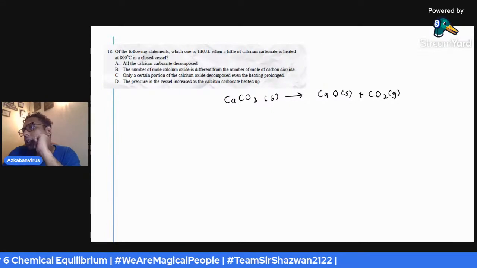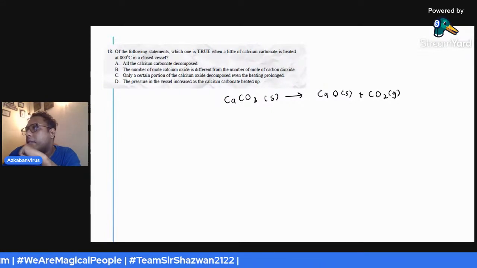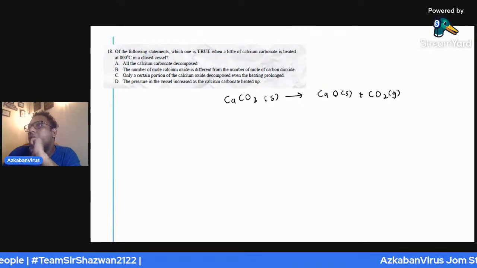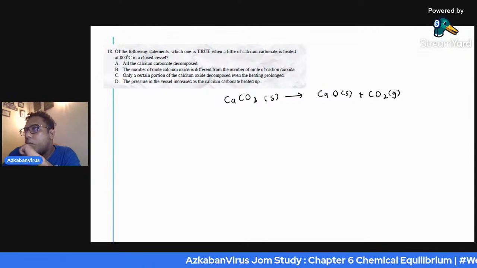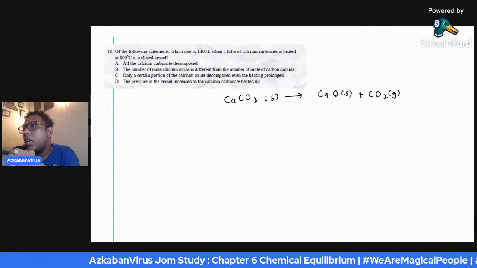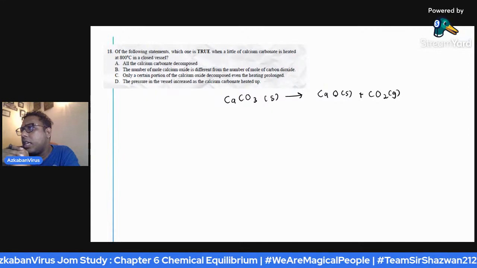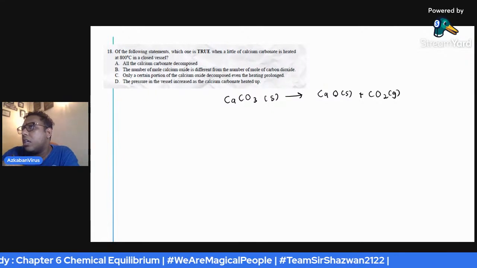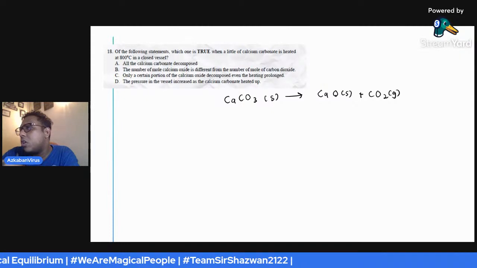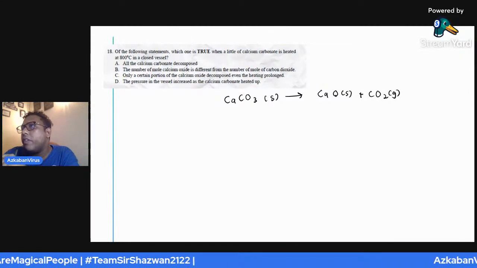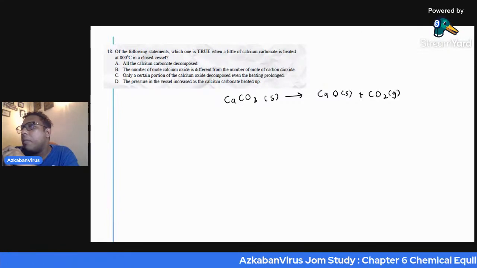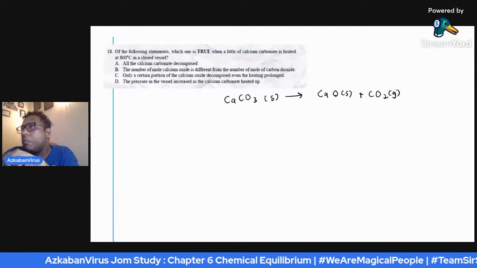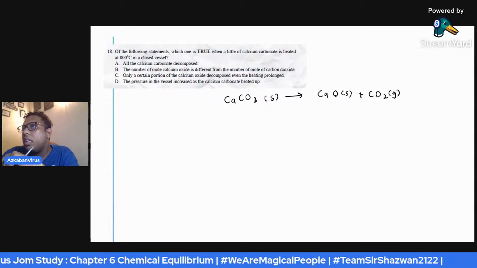The number of mole of calcium oxide is different from the number of mole of carbon dioxide, obviously, sebab dia punya mass yang berbeza. Only certain calcium oxide decompose even the heating is prolonged. No, it doesn't happen like that. The pressure of a vessel increase as the calcium carbonate heated up. Okay, antara semua ni yang mana paling tepat? It's actually jawapan yang paling tepat adalah D.